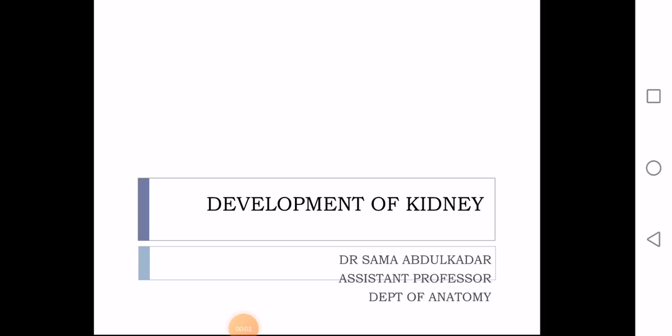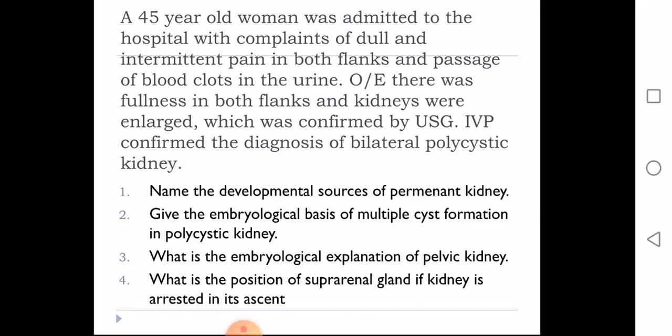In this class, we will be dealing with the development of the kidney. So first a question to you. A 45-year-old woman was admitted to the hospital with complaints of dull and intermittent pain in both flanks and passage of blood clots in the urine. On examination, there was fullness in both flanks and the kidneys were enlarged, which was confirmed by doing a USG. IVP confirmed the diagnosis of bilateral polycystic kidney.